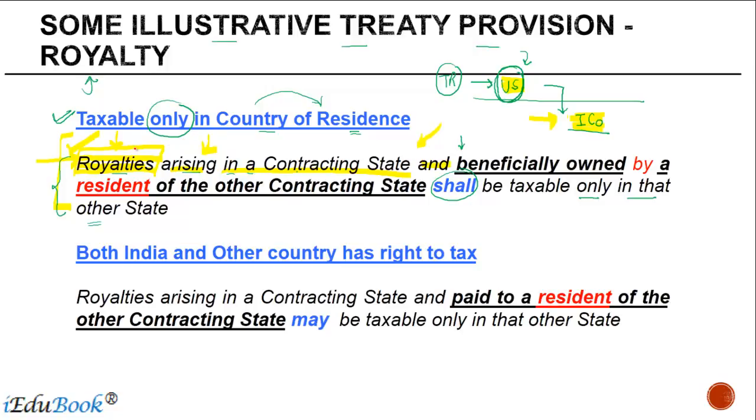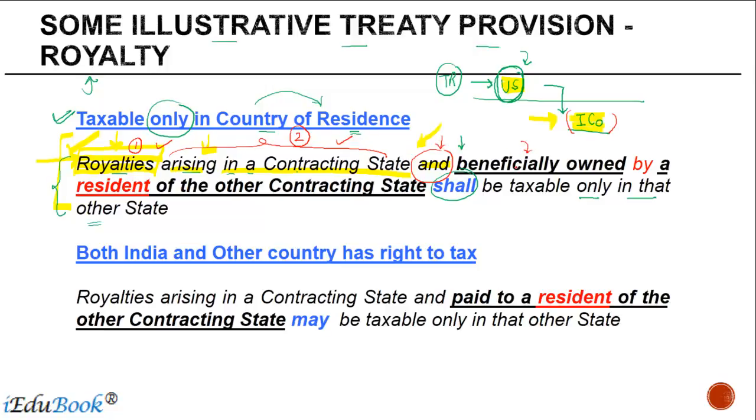So what is condition number one? Condition number one is that the payment under consideration should be royalty. Second, it should be arising in a contracting state. Which is the contracting state which we are referring to over here? It is India. And not only should the payment be royalty, not only should it be arising in India, the third condition is beneficially owned.